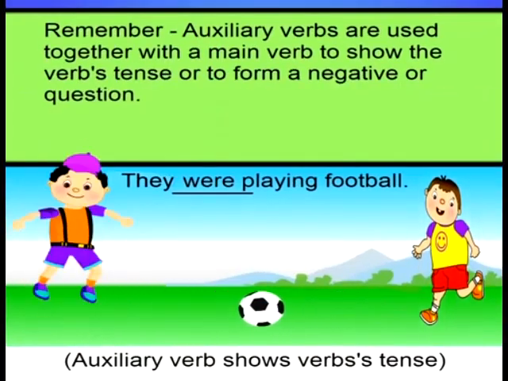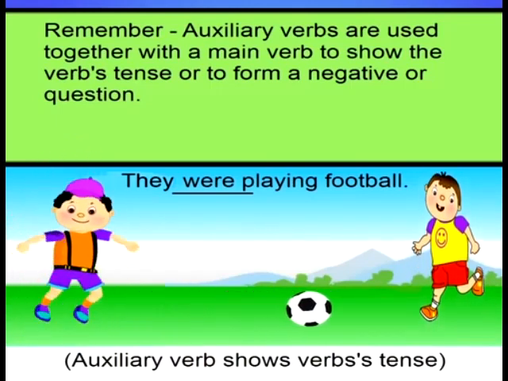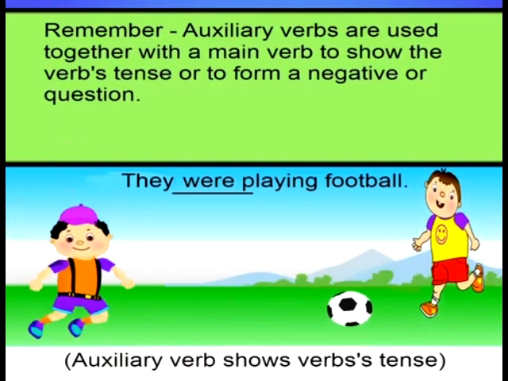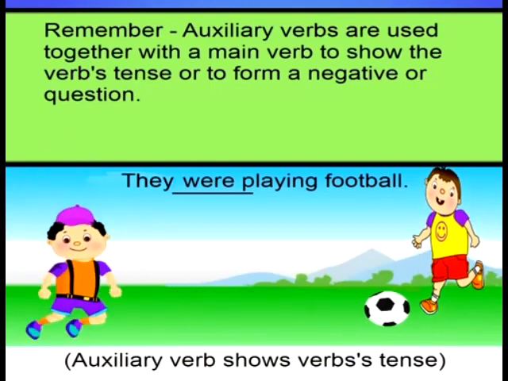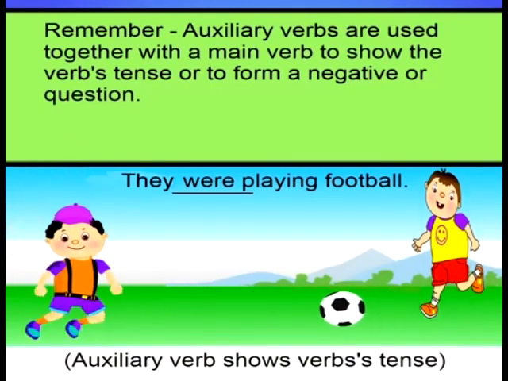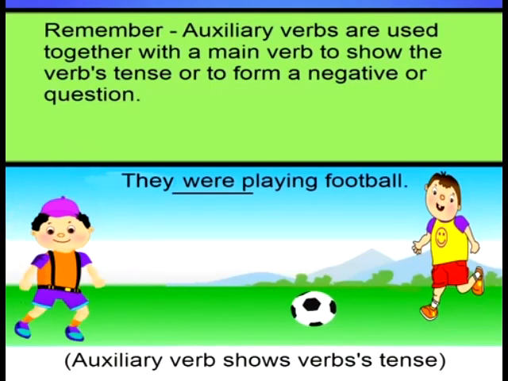Now let's take another example. They were playing football. Here, playing is the action being done, so it's the main verb. Were is the helping verb and it helps us to know that the action was done in the past. Auxiliary verbs can also tell that the sentence is negative or that it's a question. Let's look at those examples.